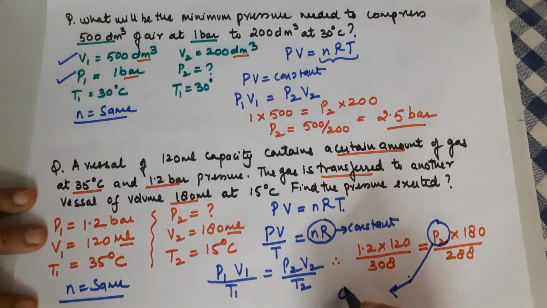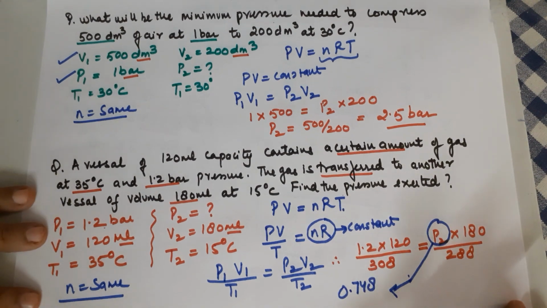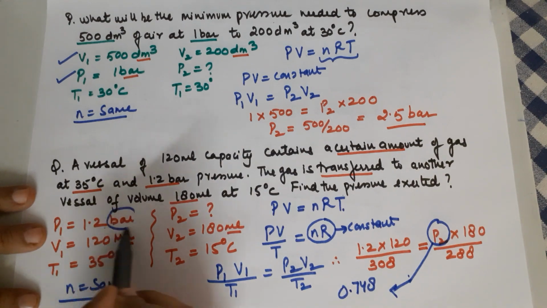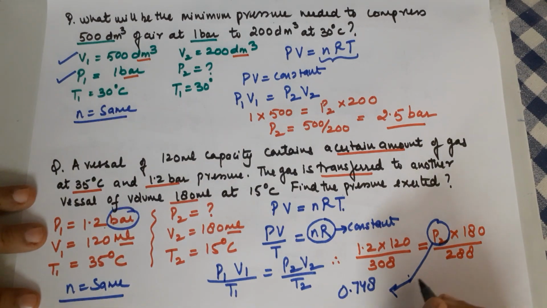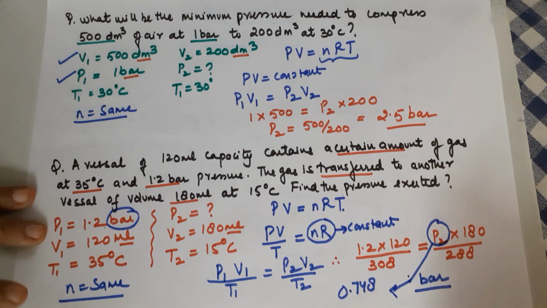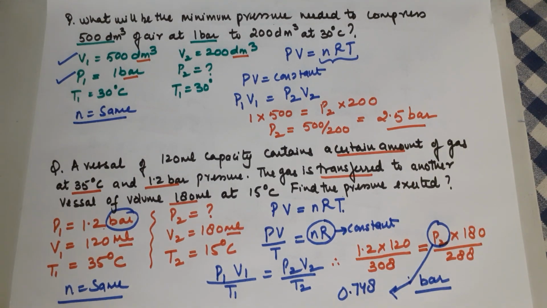So the value is 0.748. What will be the unit? The unit will be as taken for the pressure here. So the units are in bar. Fine. We'll move on to the next question now.